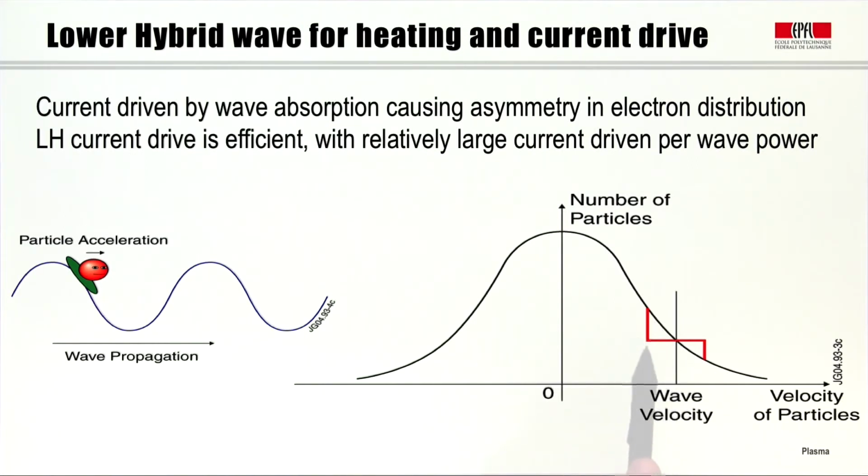Again, we will push particles that are going a little slower than the wave to the right, so we accelerate them. That means that if we look at the overall structure of the distribution function, we have made it asymmetric. Say these are electrons, that means on average we have changed the average velocity of the population, that means that we are driving current. And the lower hybrid interaction, because of this resonant feature, is quite efficient in doing that. That means we can have a relatively large current driven in the plasma per unit wave power.